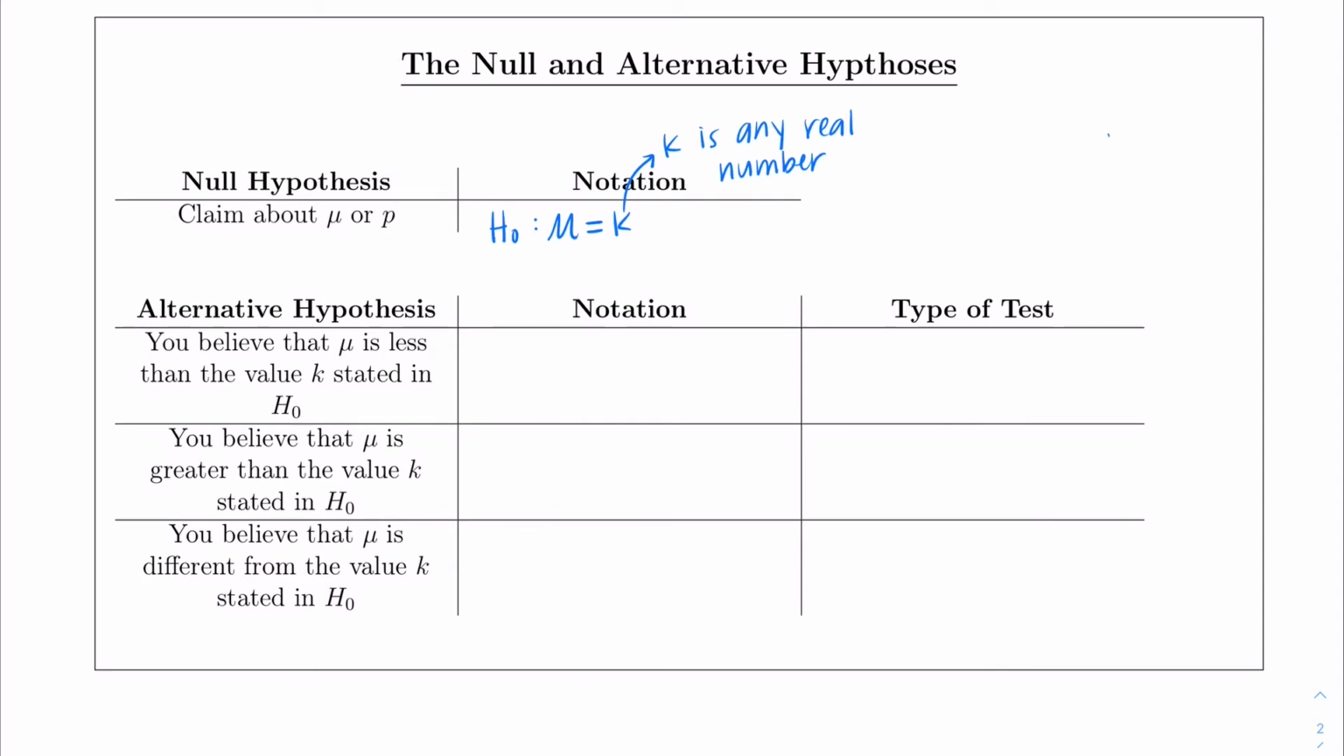If instead you're testing a population proportion, then you're still going to have h naught followed by the colon. But what changes now is instead of having mu, you're going to have p, because you're told a statement about p and not mu. And here you're still going to have that p is equal to some value k, but this time k represents a proportion. And so remember, proportions are decimals between 0 and 1.